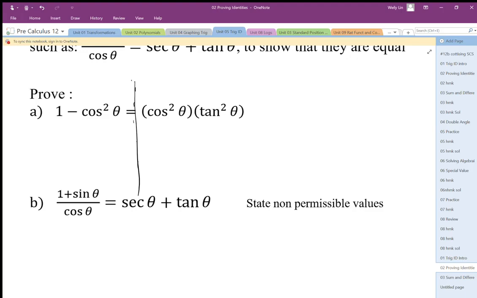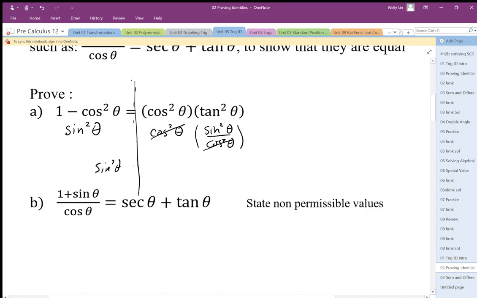So the left side looks like the Pythagorean identity, and I can convert that to sine squared. That expression is equivalent to sine squared. I'm going to work on the right side as well. I know that tan can be replaced with sine squared over cos squared. Algebraically these will cancel out, and I can show that the left side, sine squared theta, is equal to the right side, sine squared theta. That is an algebraic proof.